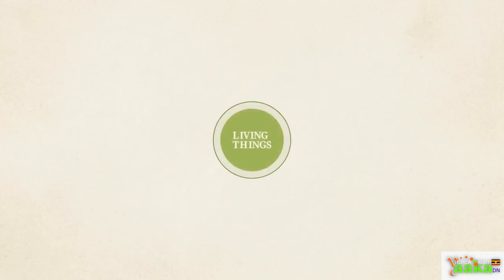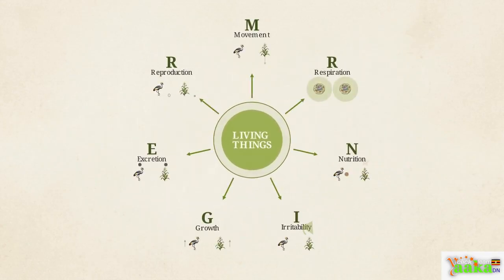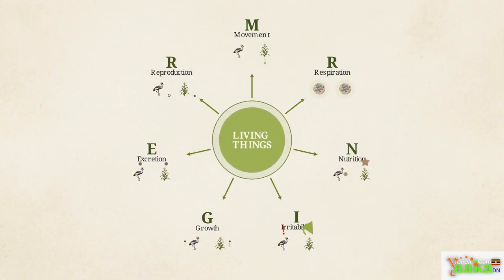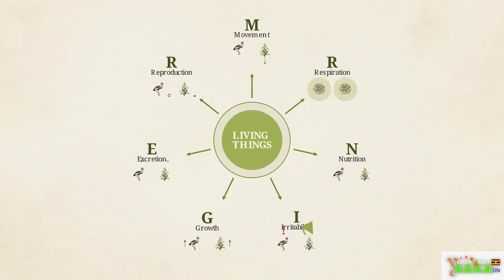This summary framework shows how these 7 processes appear in life forms, from a crested crane to maize. Understanding MR-Niger is the first step toward understanding the entire Ugandan ecosystem. These processes allow every living thing to breathe, grow, and survive.